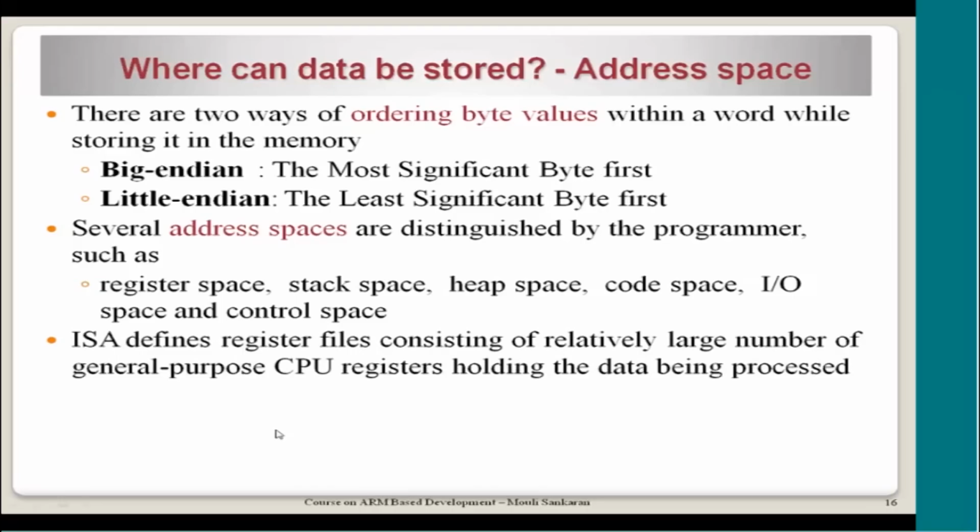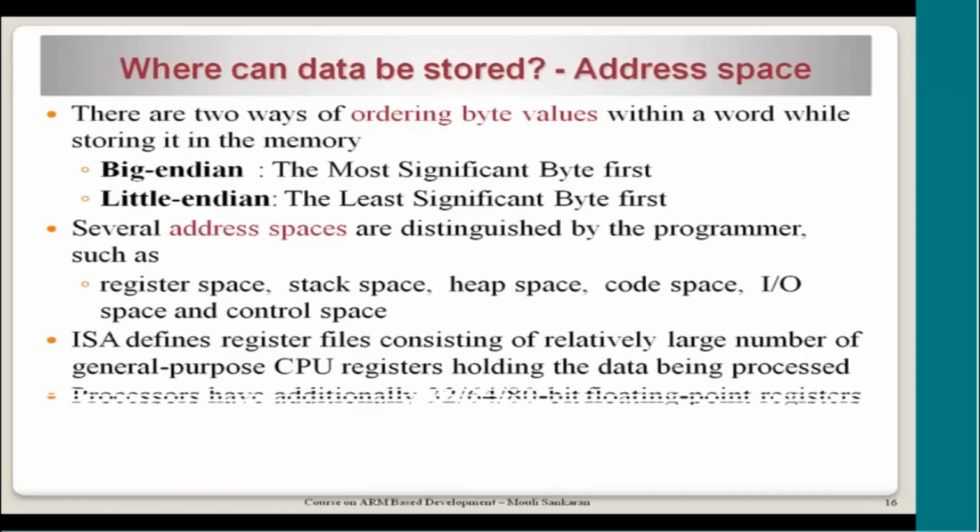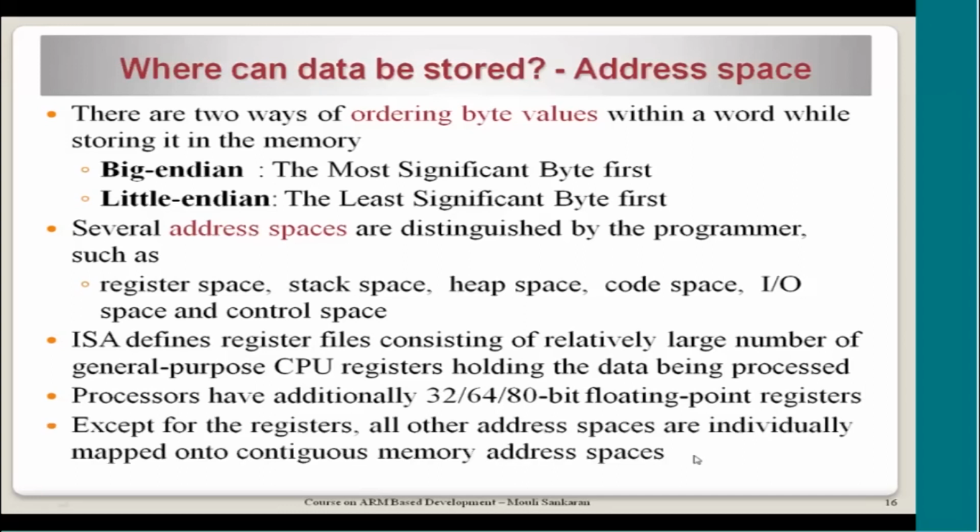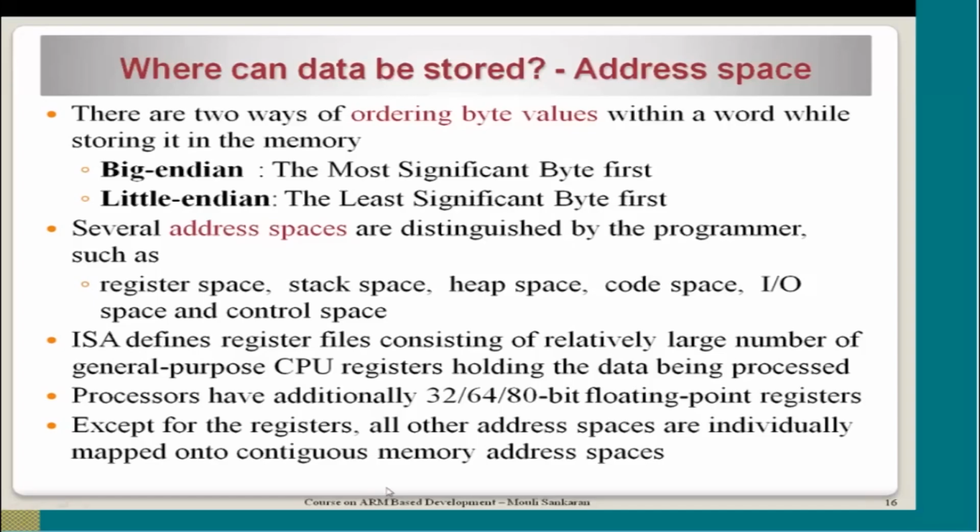And then the ISA also defines the register file. This is the placeholder for storing all the data which is accessed from the memory while the CPU is processing them. These are the registers inside the CPU, and we talk about that subset part of it. And apart from this, for floating point numbers, there are 32-bit, 64-bit, or 80-bit floating point registers, based on the requirement. Except for the registers, all our address spaces are individually mapped onto contiguous memory address spaces in the memory.